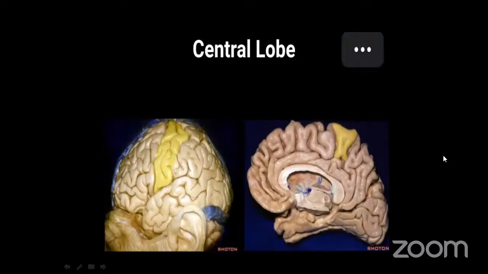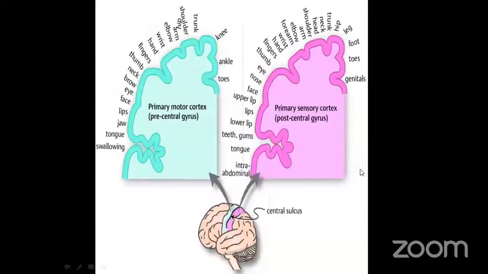So the concept of the central lobe of brain is that it is composed of the precentral and postcentral gyrus. It also extends on the medial surface as the paracentral lobule. This is the concept of the homunculus. We know that there is representation of entire human body. It is an Italian word which means a little man.